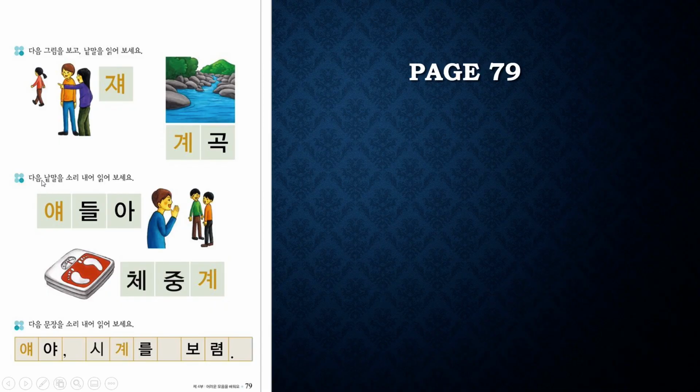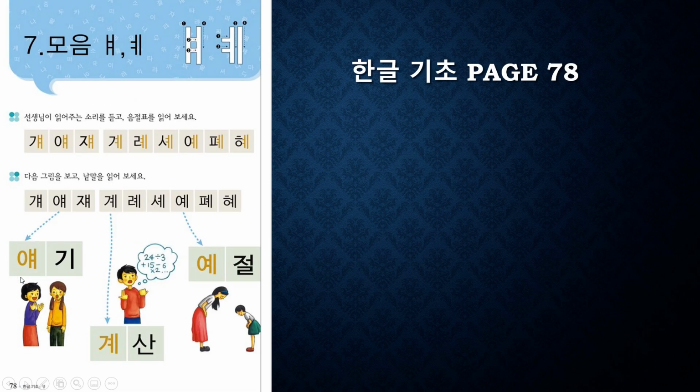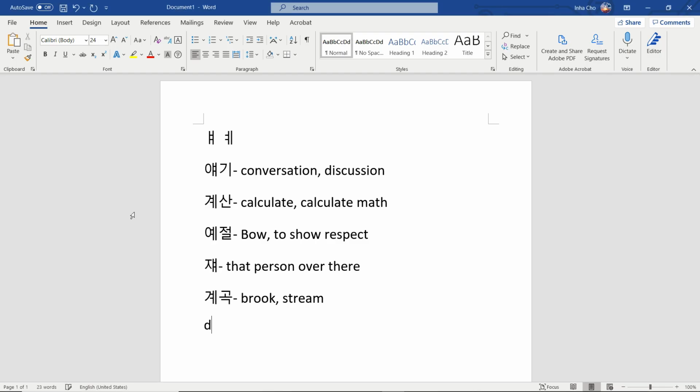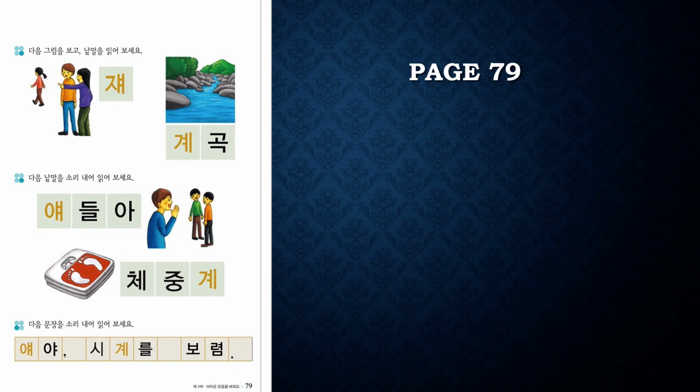Alrighty. 다음 낱말을 소리내어 읽어보세요. This one is 얘, just like this one, spelled the same, pronounced the same. 얘, then 드, then 리을 받침. So 얘들아. 얘들아 means hey guys. What's up?